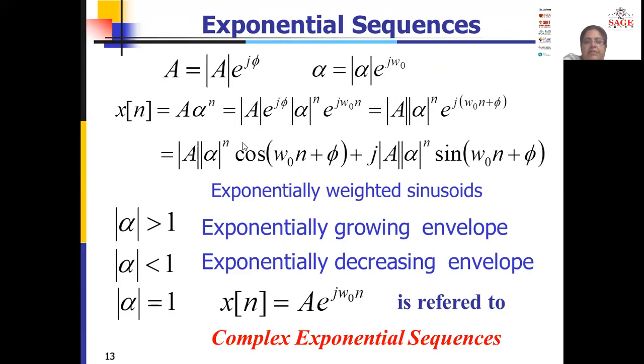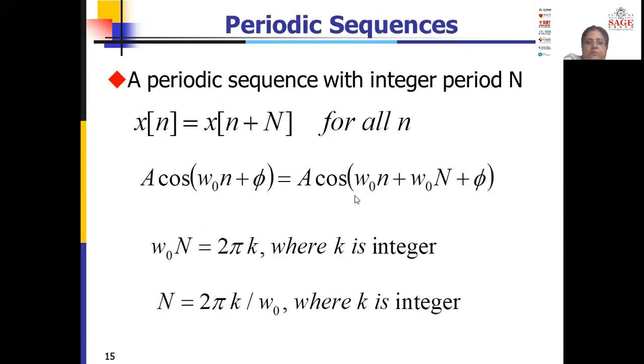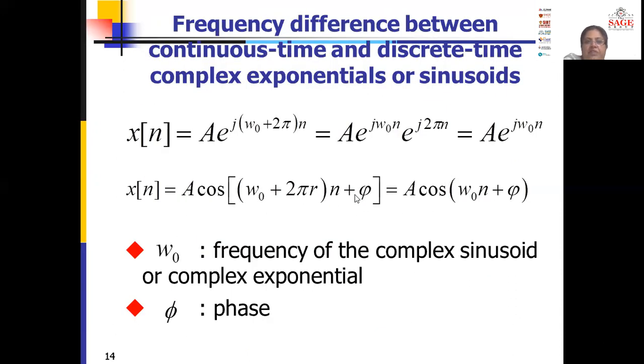Now, like the sinusoidal sequence, we can also represent the exponential sequence. Frequency difference between continuous time and discrete time complex exponentials or sinusoids: here we can represent the sinusoid function in terms of an exponential sequence, and we know that e to the power of j(omega naught plus 2 pi)n. Here we have split it into two parts, and we can consider the exponential sequence in terms of cos or sinusoidal waves.